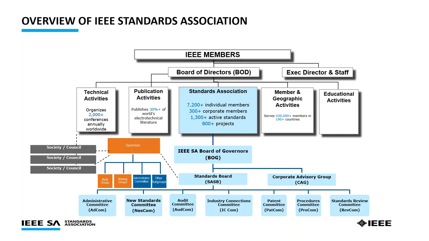So you can see that IEEE actually is currently the largest professional organization in the world, with over 220,000 members all over the world. And there are several major boards, we call that major boards, reporting to the IEEE Board of Directors, including Standards Association, technical activities, publication activities, MGA member and geographic activities, and educational activities. And also the IEEE USA.